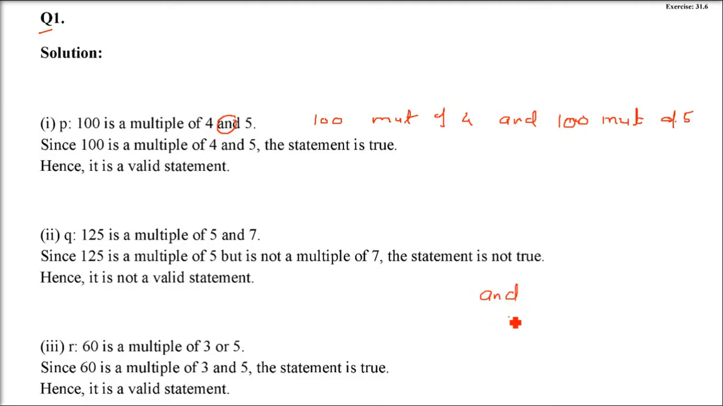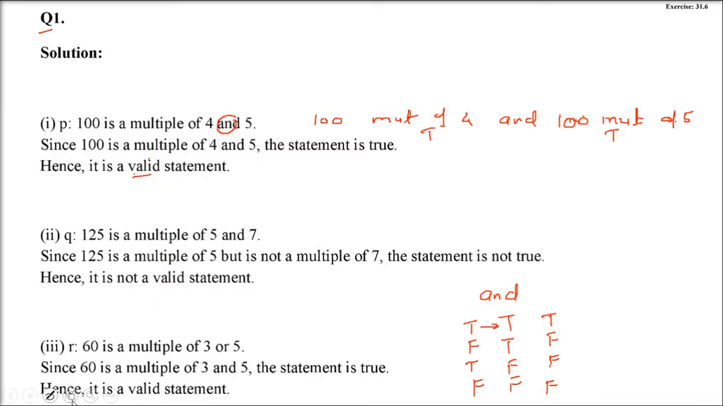AND behaves like this. If we have P and Q, I am writing all the combinations so that it is easy to conclude the result. Until both are true, we don't get true. All false until both are true. So 100 is a multiple of 4, this is true, and 100 is a multiple of 5, this is also true. 5 into 20 is 100, 4 into 25 is 100. So true and true is true. So this is a valid statement.